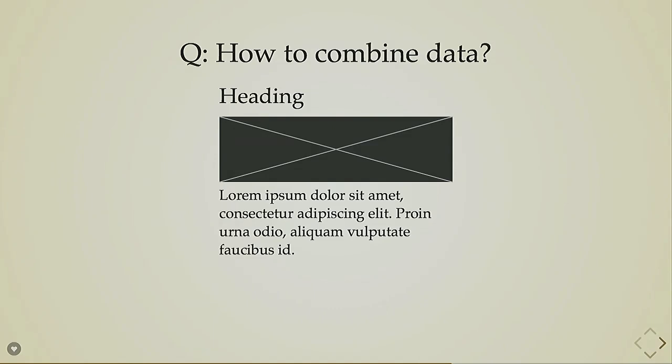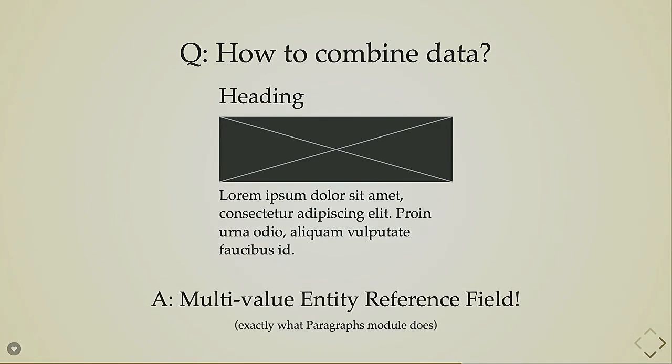So with a simple example, where we can combine a heading, an image, and some text, let's look closer. One simple solution is to use a multi-value entity reference field for this. We can reference various data described by data models in our database, and we can reorder them, we can reuse components, we can reuse our data throughout our website. So we can combine our various data using this multi-value entity reference field, which is also in Drupal core now. By the way, this is exactly what the Paragraphs module does. Paragraphs module is just a multi-value entity reference field, and each paragraph is a separate entity. We can create separate bundles for paragraphs, paragraph types. We can mix them together to combine complex data.